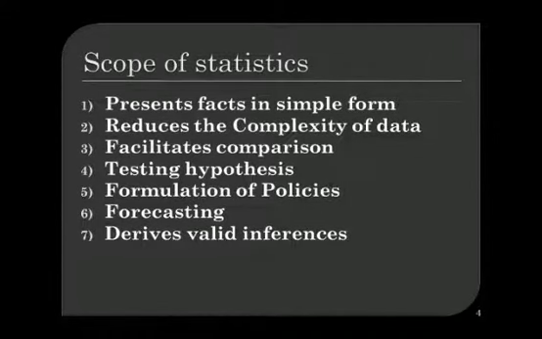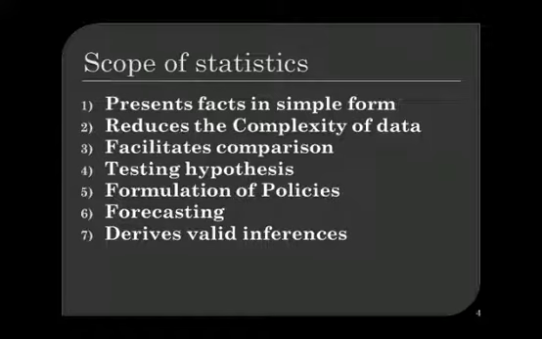Here are some scope of statistics. Point number 1. Presents facts in simple form. Statistics present facts and figures in a definite form that makes a statement logical and convincing rather than mere description. Point number 2. Reduce the complexity of data. Statistics simplifies the complexity of data. The raw data are unintelligible. We make them simple and intelligible by using different statistical measures.